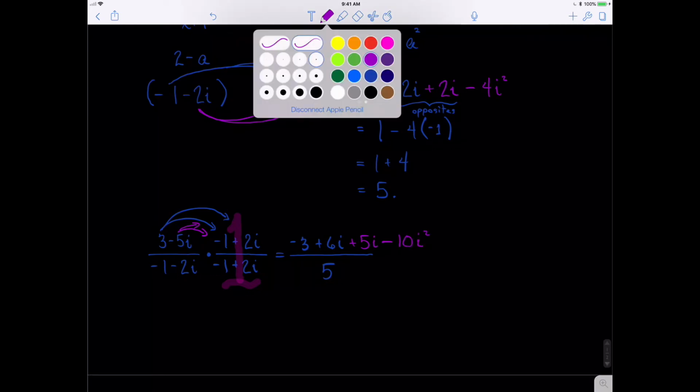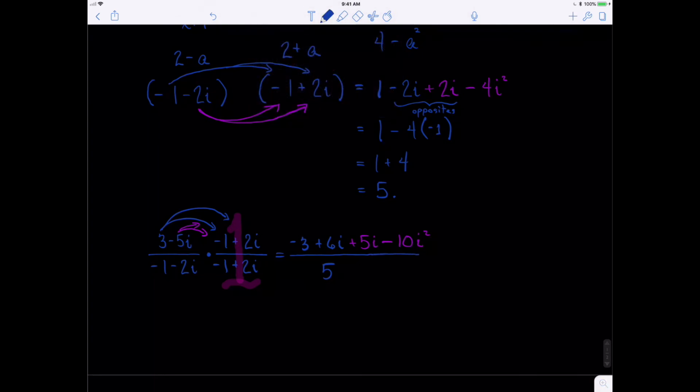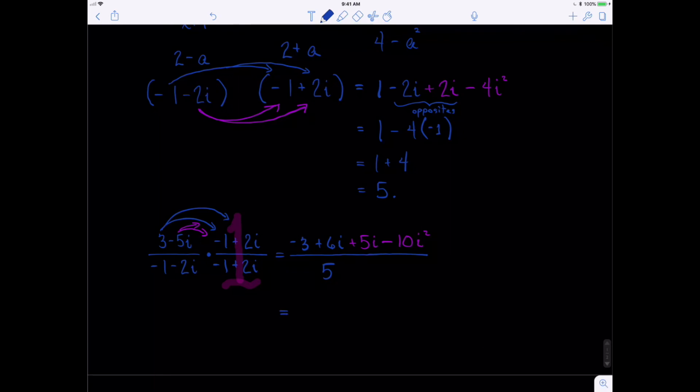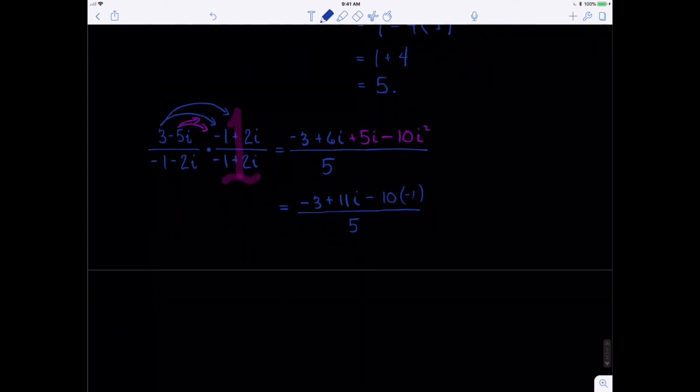Okay, now we do cleanup. So extend that. Okay, here we go. Well, let's see, we have a negative 3. We have a plus 11i, combining the two middle terms. And then remember that i squared is negative 1, so this is minus 10 times a negative 1, over 5. Now, I realize that you may go through the steps a little faster, and that's fine, and that's a natural process of understanding, but I write them out each time so that you can see and so that we don't get ahead of ourselves or confused.